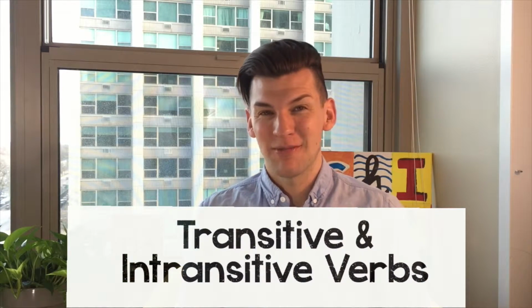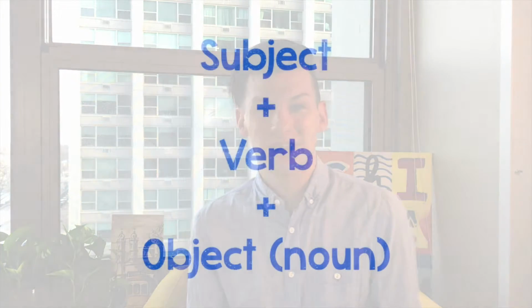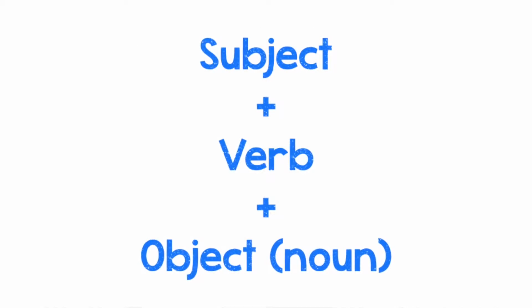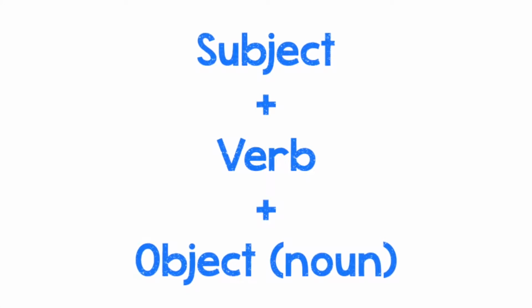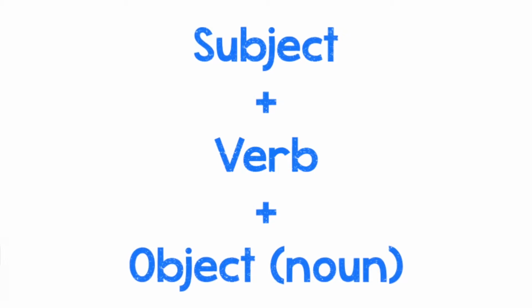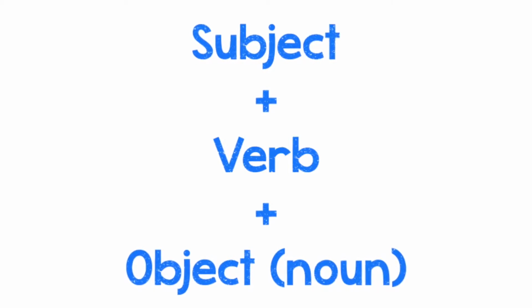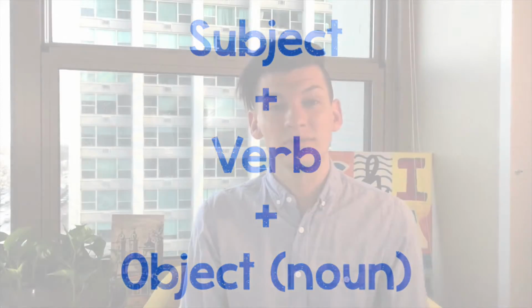So a little bit of grammar for us. We know in English that we have subject, verb, and object, or subject, verb, and noun, right? The subject is the person, I, for example. The verb tells us what action is happening, and the object is the noun. For example, a cake or an apple, okay?